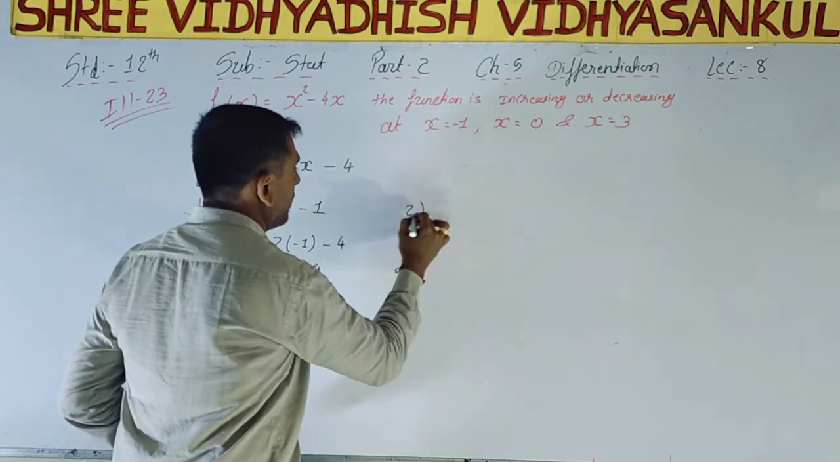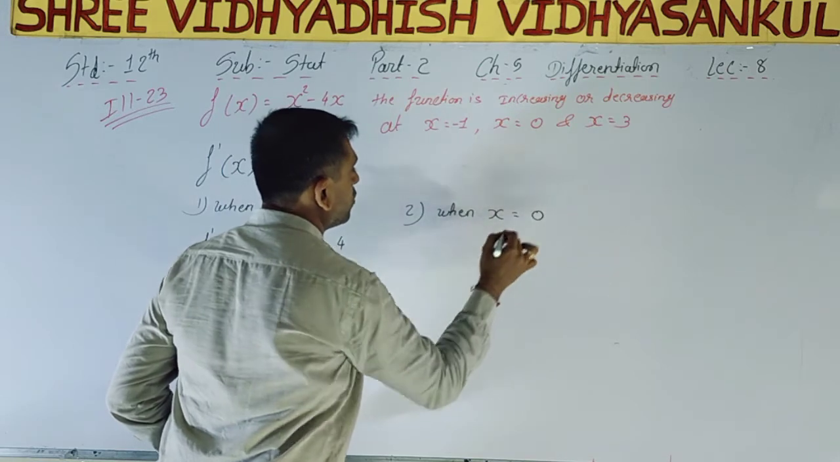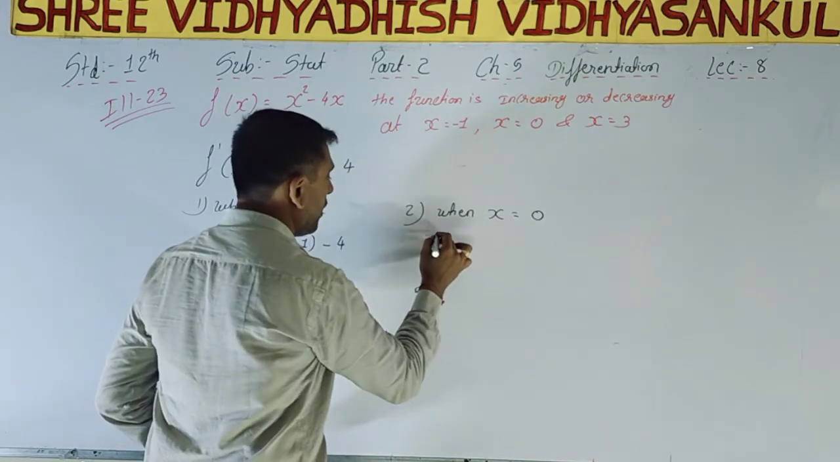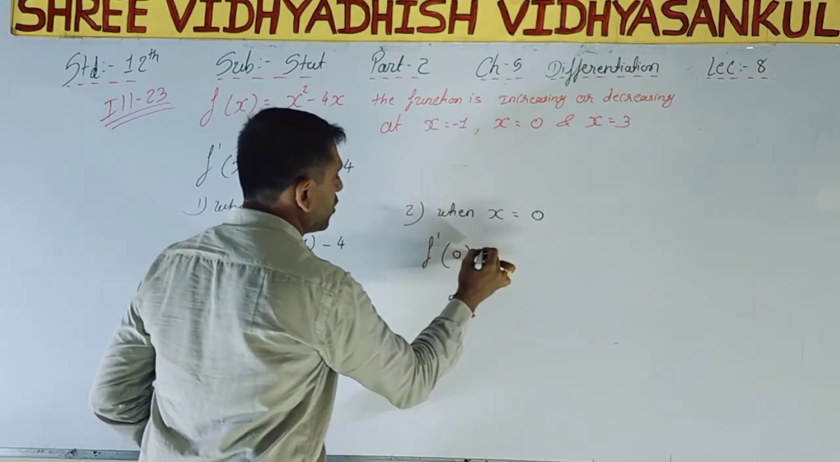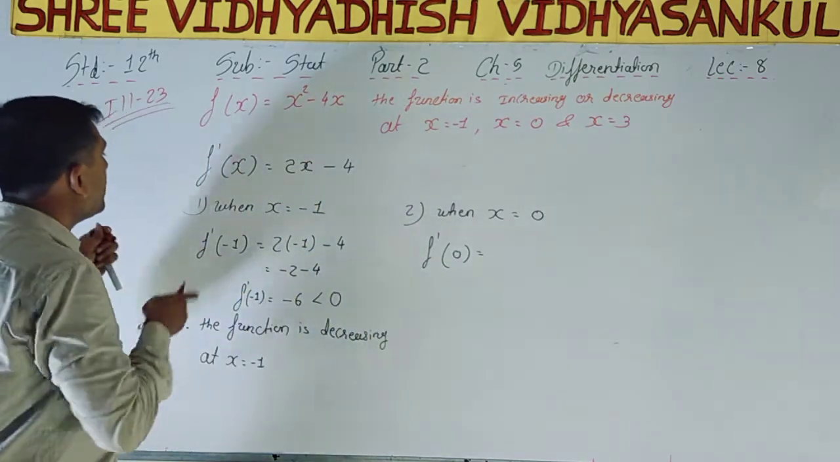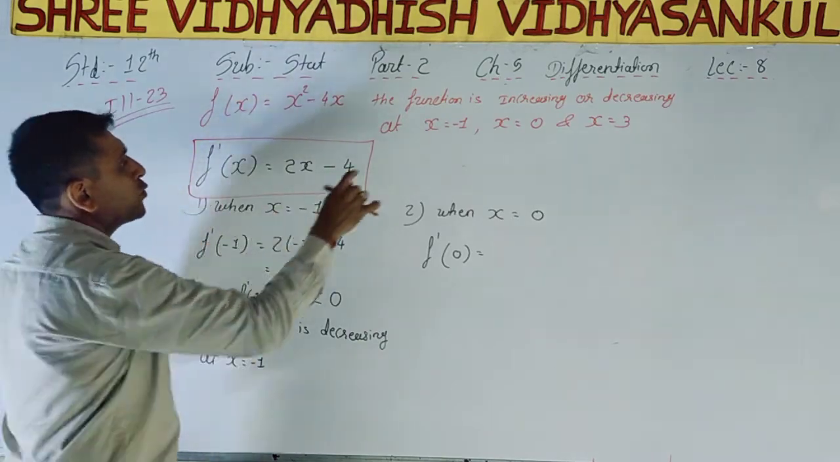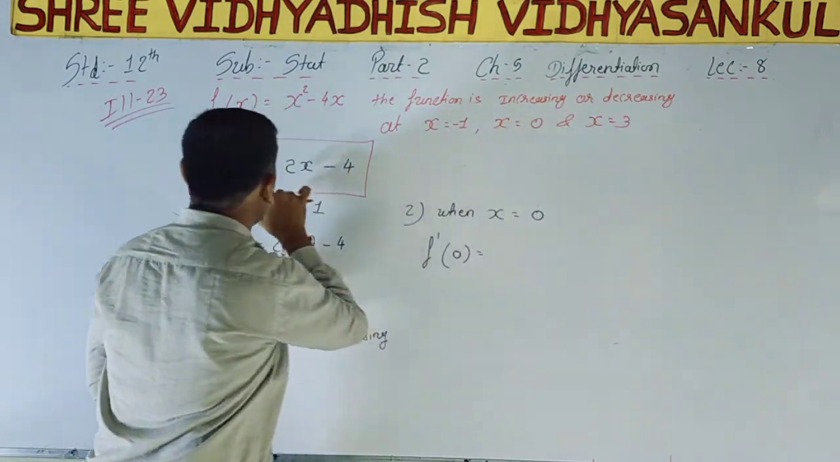Now the second one. When x is equal to 0, see here, f dash 0 is equal to, we have to just put the value into this. This is your first derivative. We have to just put these three values into this.